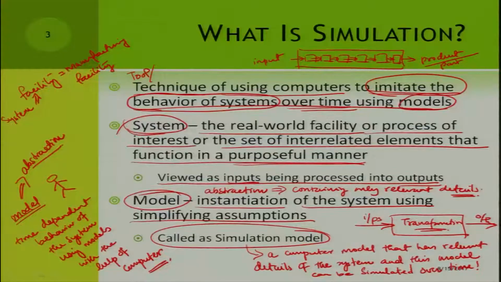Hope you are clear with the idea and the concept of simulation. So, we studied that it is a technique of using computers to imitate the system behavior, and we saw what is a system and what is a model and why this model is called a simulation model compared to the typical model. We talked about the concept of abstraction, which means creating a model that has only the details that are relevant to the pertaining study.